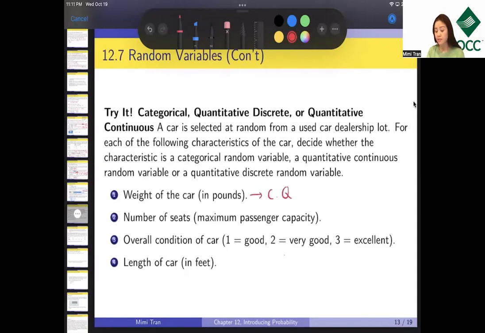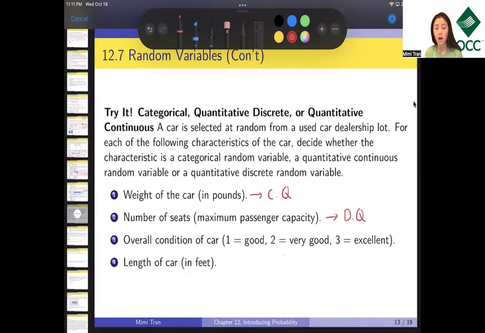Number of seats, maximum passenger capacity. Can you count? Yes, you can, it takes a value from a countable list, right? So it must be a quantitative discrete random variable. So QD is discrete random variable.